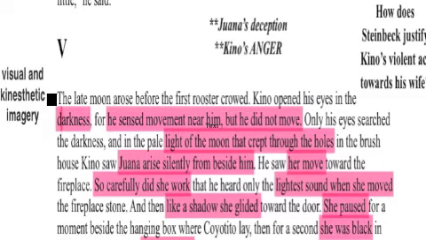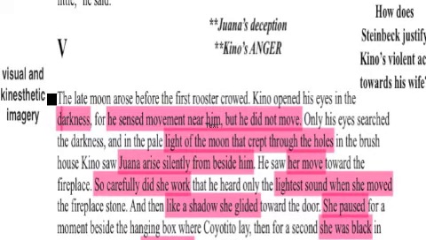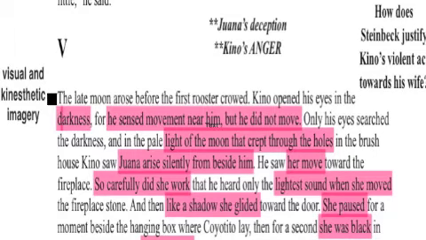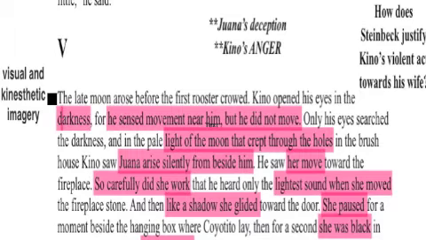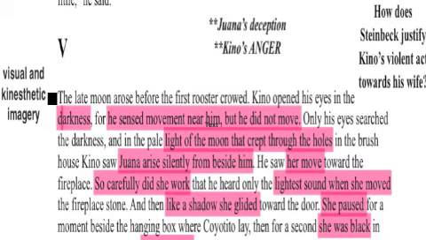Okay, so we're going to take a look at chapter 5. The first paragraph in chapter 5, you probably want to get your handout out and number the lines 1 through 8. We're looking at "The late moon arose" all the way till "she was gone." And right here in this chapter, we're really observing Juana's deception. Even though at this point it's from the point of view of Kino, we do get a sense of how she is deceiving him, and not necessarily in a negative way.